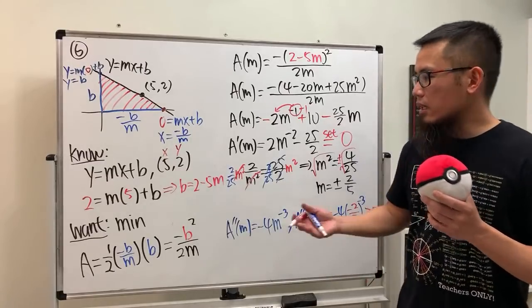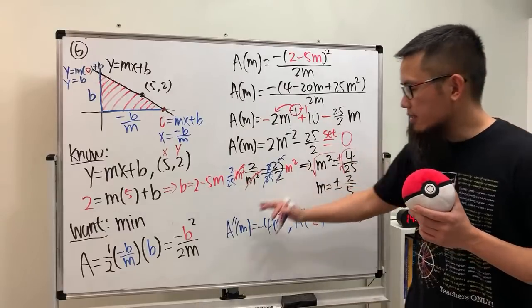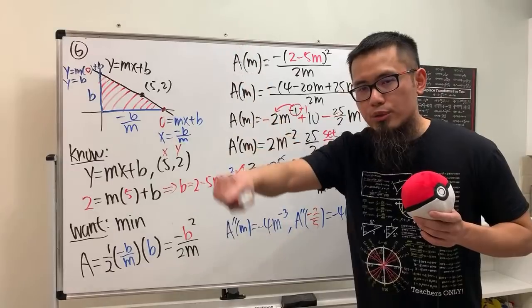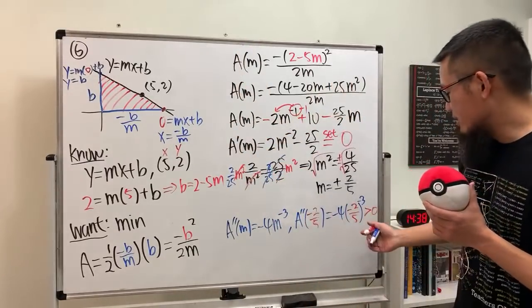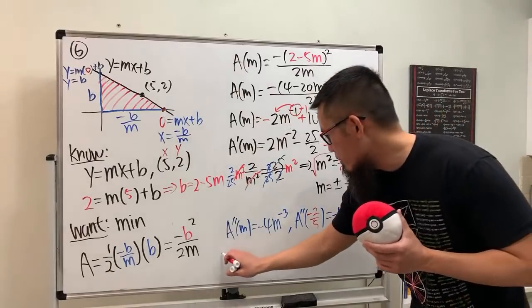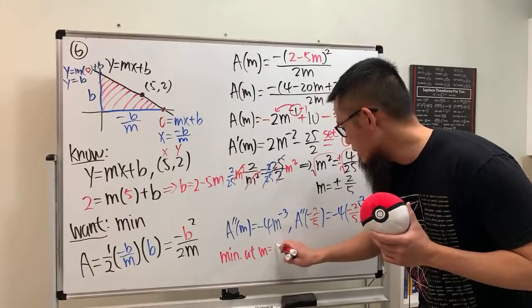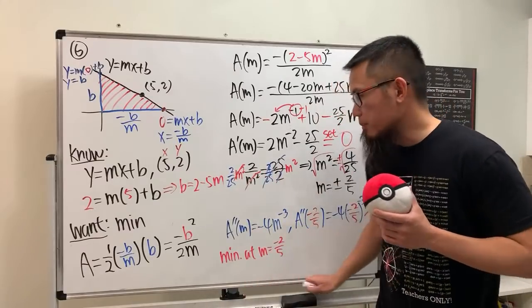So by the second derivative test, when the first derivative is 0 and the second derivative is greater than 0, so you have a situation that looks like this. So it's a minimum. So we can say we do have a minimum at m equals negative 2 over 5. And that's exactly what we are looking for, the minimum.